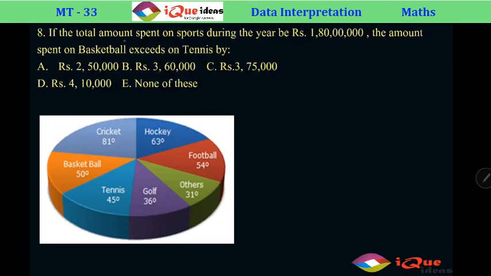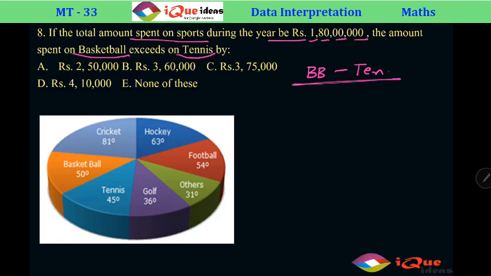Now this one says, if the total amount spent on sports during the year is 1 crore 80 lakh, the amount spent on basketball exceeds that on tennis by how much? So what do we want to find? We want to find basketball minus tennis straight away. Basketball minus tennis, nothing else has to be thought about.